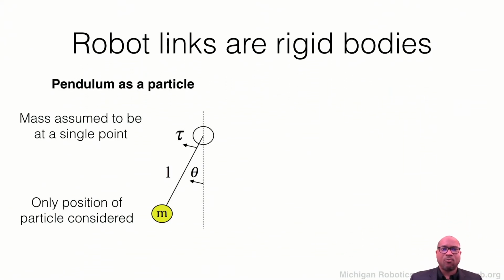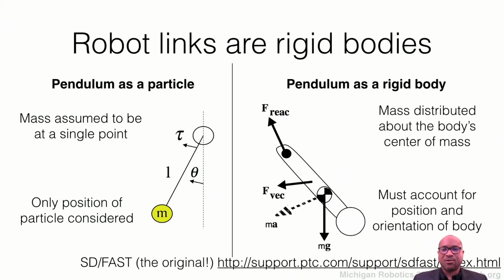So if we look at what we've been thinking about, our pendulum as a particle assumes that our mass is a single point and only the position of a single particle is considered. But when we look at the pendulum as a rigid body, each link is going to have a center of mass, and mass is distributed about that center of mass. Then we have to account for not just the position of this body and its center of mass, but also the orientation of the body and the coordinate frame that it exists on.